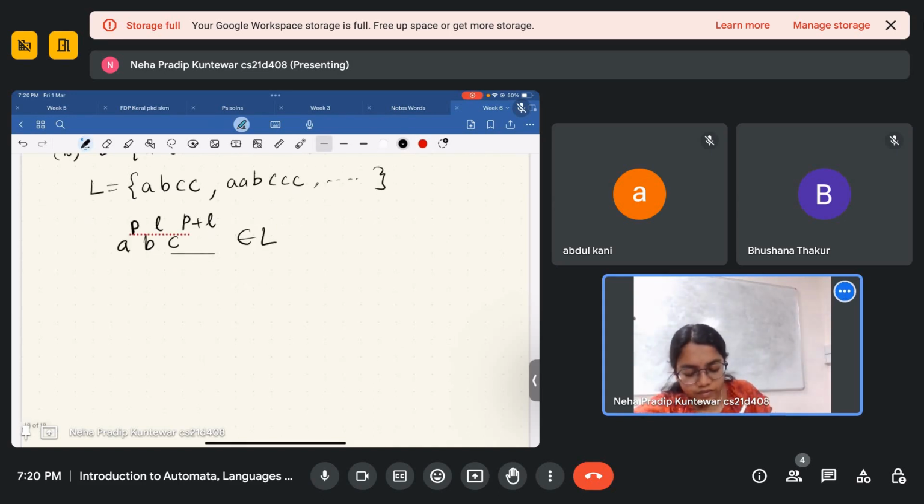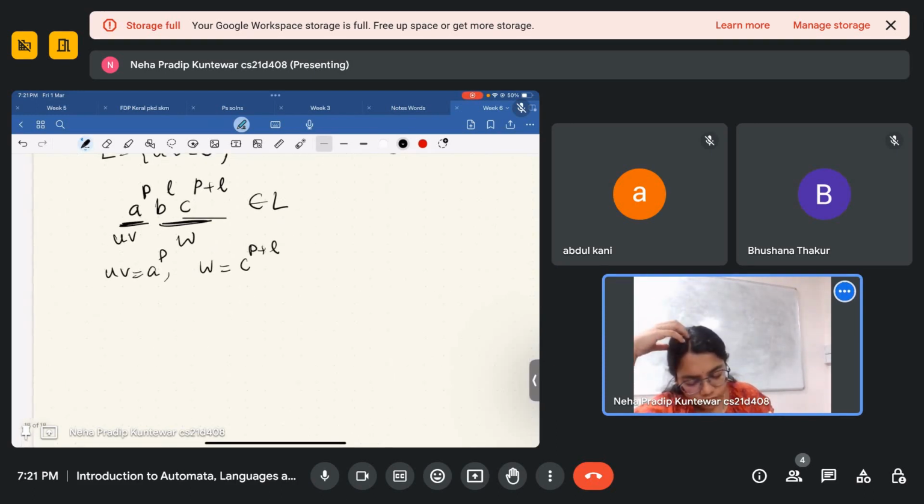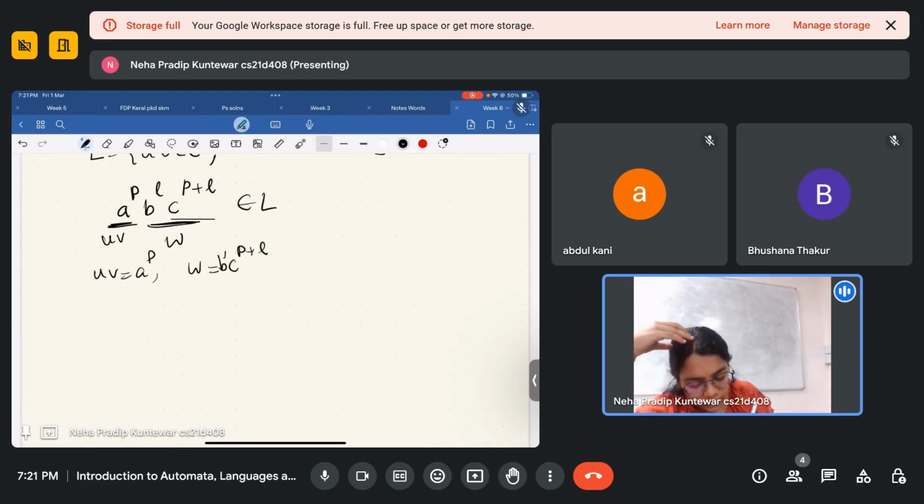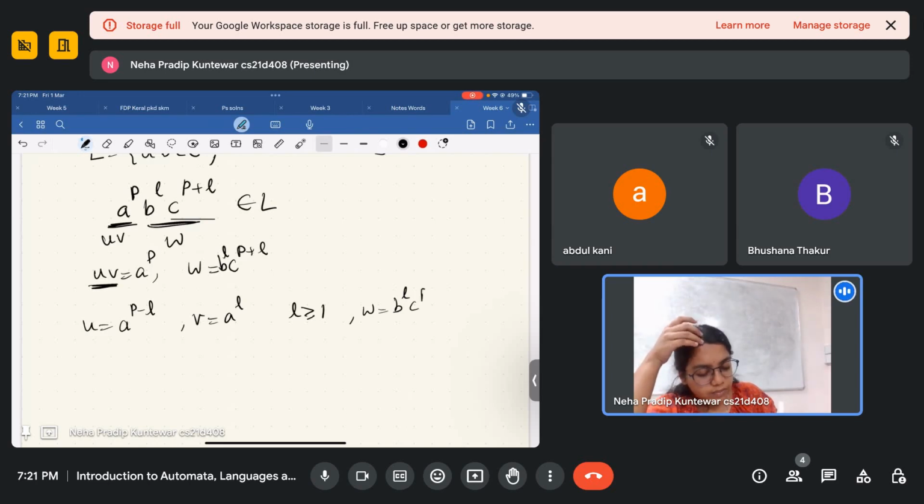Okay, so where is UV? So this string here is W, and UV is here. So UV is nothing but A to the P, and W is nothing but B to the L followed by C to the P plus L. Now we are going to break UV further so that V has some non-zero number of A's. So U is going to be A to the P minus L many A's, and V is going to be L many A's where L is greater than or equal to 1, and W is the same: B to the L, C to the P plus L.